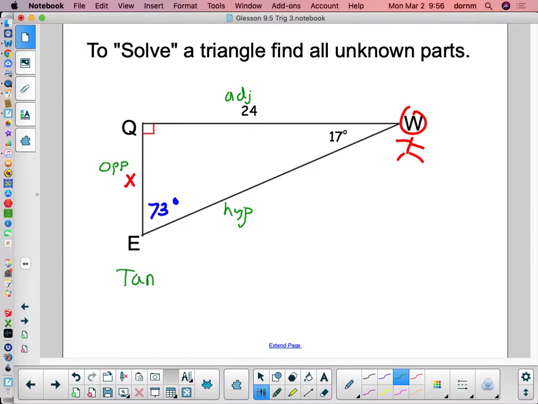So tangent of the angle, which I know this time, so I'll put a measurement in there. I'm not going to put W in there. I'm going to put the measurement in. Equals opposite over adjacent. Oh, do I need the inverse function? No, don't need it, because I already know the angle. How am I going to solve this? Multiply both sides by 24. And get out the calculator, 24 tan 17.